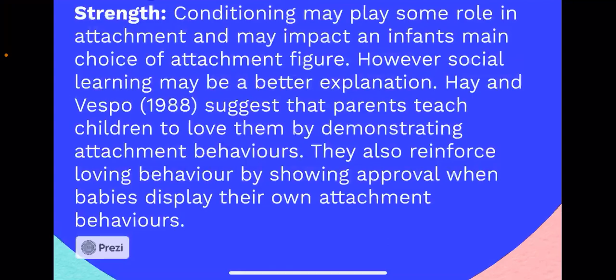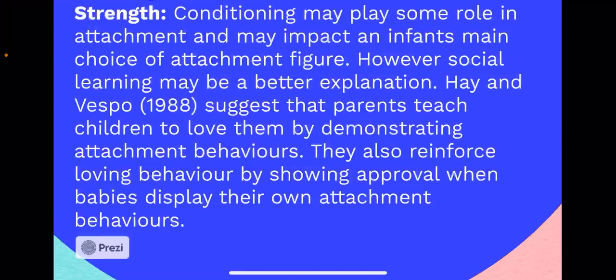However, there is a strength. So conditioning may play a role in attachment, and it may impact an infant's main choice of attachment figure. So it could be that other factors do affect attachment, but conditioning could be the thing that leads an infant to have a primary attachment figure and a preferred attachment figure. However, social learning might be a better explanation. So we can take some aspects of conditioning, but if we apply them to social learning and elaborate on that, then it could be a more holistic explanation.